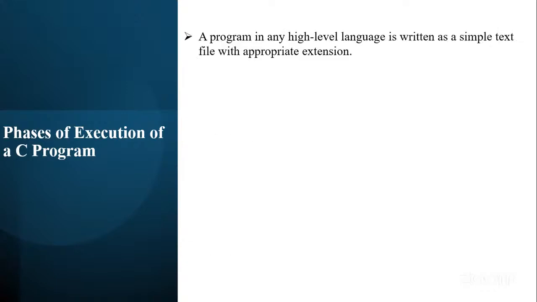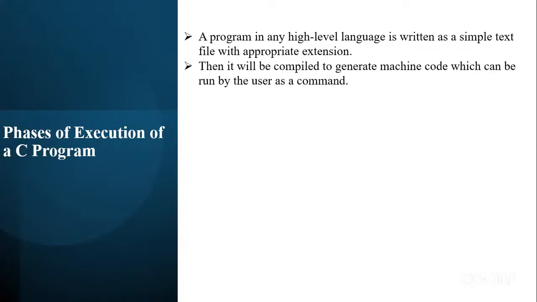A program in a high-level language is written as a simple text file with an appropriate extension. If we are writing a C program, its extension is .c. If you are writing a Python program, its extension is .py. If you are writing a program in Java, its extension is .java. Like this, every high-level language has its appropriate extension. Like that, C also has its extension as .c.